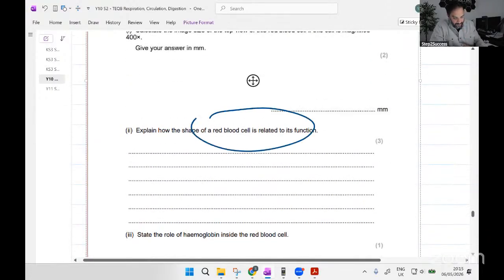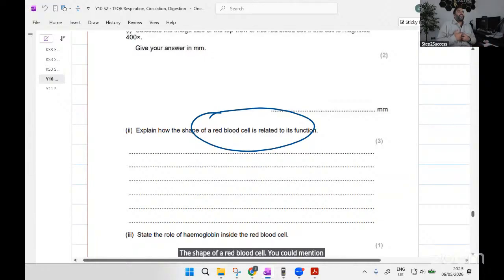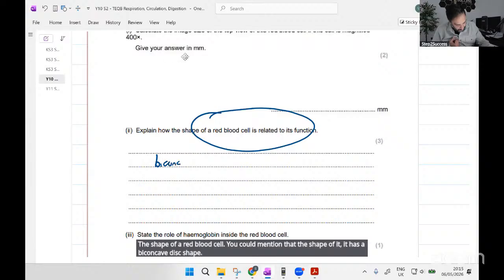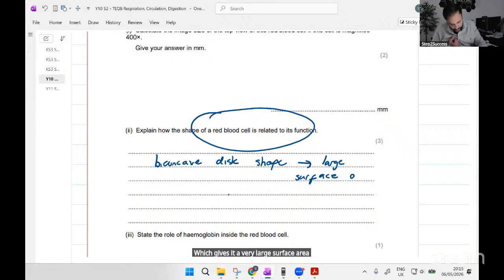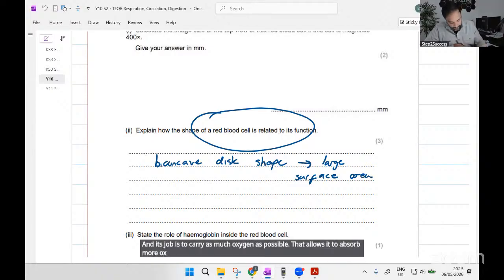The shape of a red blood cell, you could mention that it has a biconcave disc shape, which gives it a very large surface area, and its job is to carry as much oxygen as possible. That allows it to absorb more oxygen.